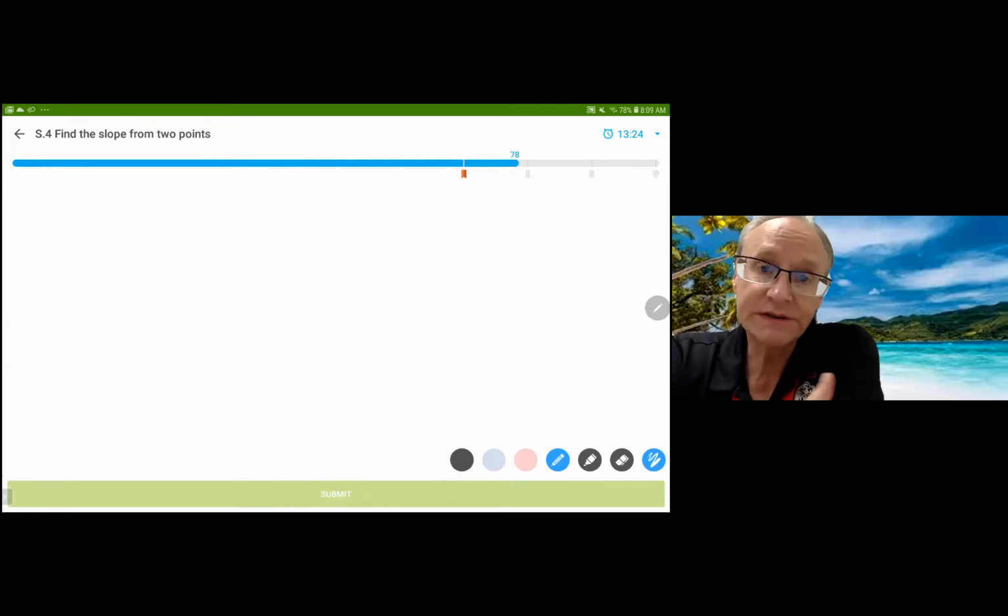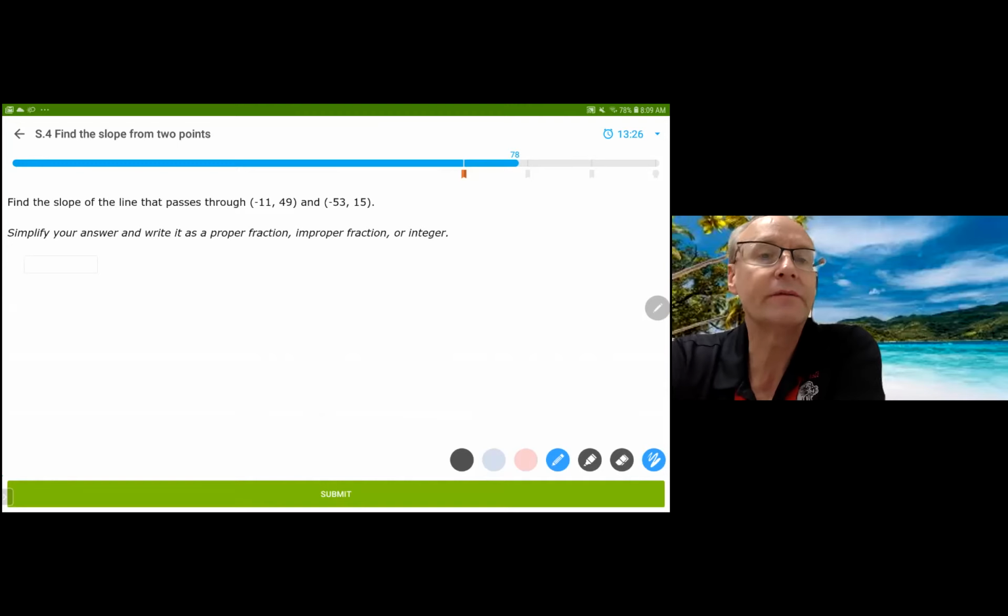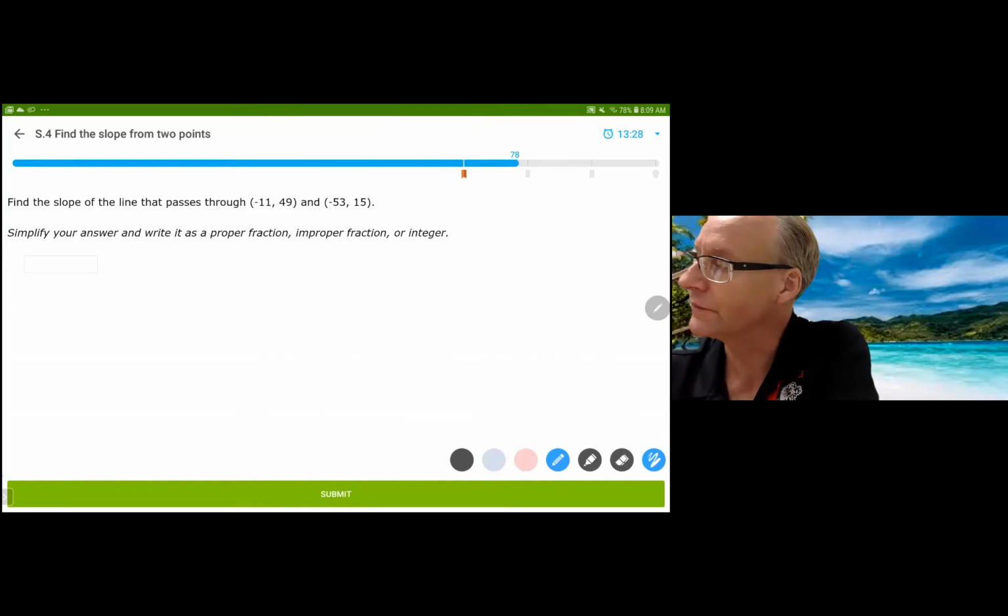Now, you could just grab a calculator and turn your brain off, but I think it's good practice to do your subtractions. 15 minus 49 is negative 34. And this is a slope, of course. We've got negative 53 plus 11, which is going to be negative 42.